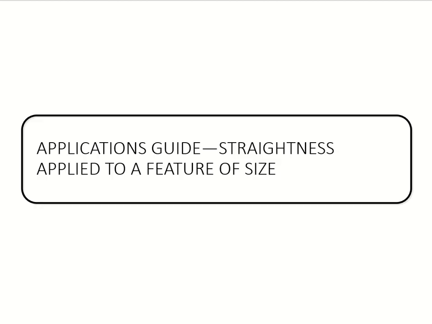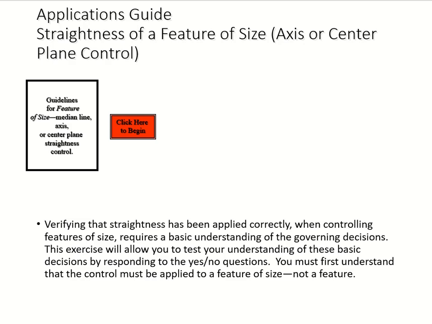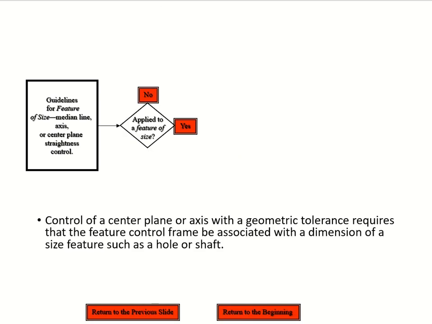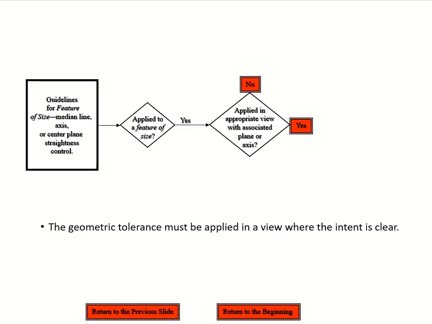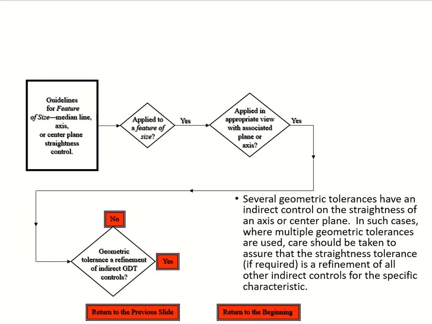Let's go into application: straightness applied to a feature of size. Here is our flowchart diagram to examine whether everything is all right or not. Let's start with that. First, you check the feature of size. Did you apply it? If you did, we go to the second step: do we have the appropriate view associated, plane or axis? If you have it, then we take a look at our tolerance.